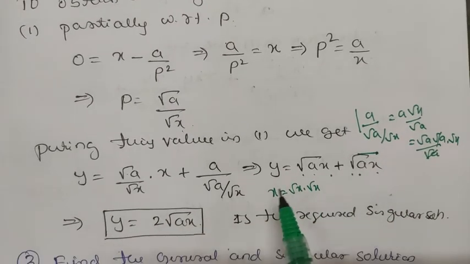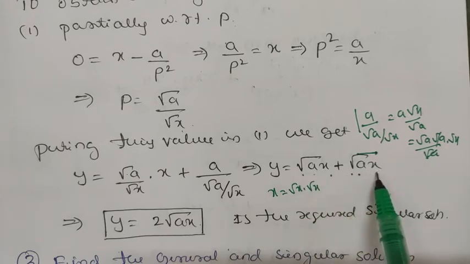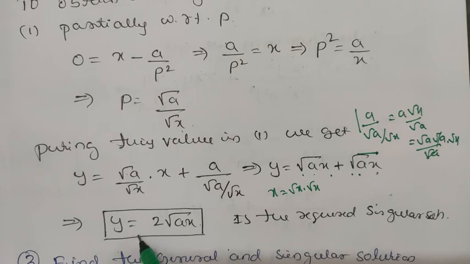What we have? Root a into root of ax into root of ax. It is 2 times it is. So this implies here y is equal to 2 times root of ax, which is the required singular solution. I hope all of you got this, how to find the general and singular solution of a Clairaut's equation. It's very easy. You just replace p by c in the given equation to get the general solution, and differentiate the given equation partially with respect to p to get the singular solution.